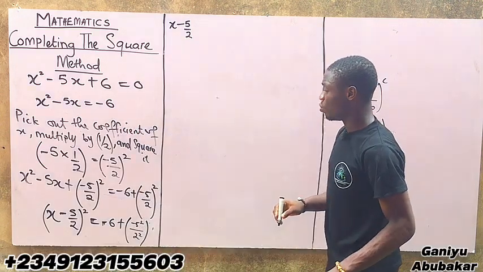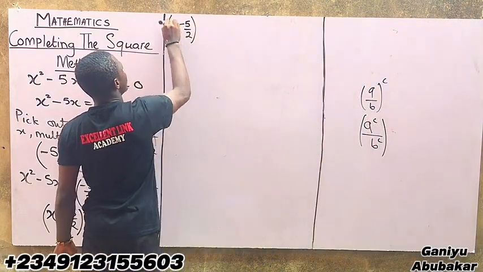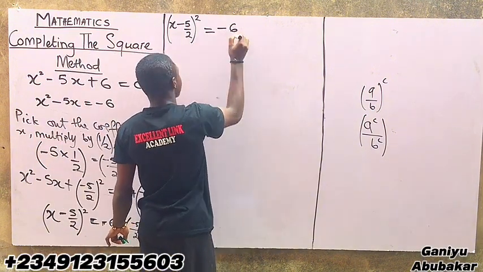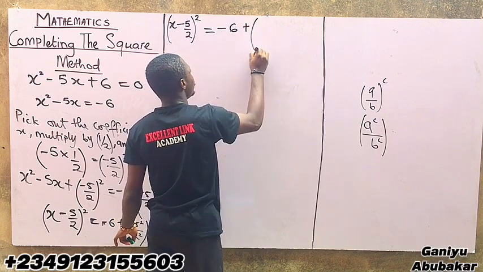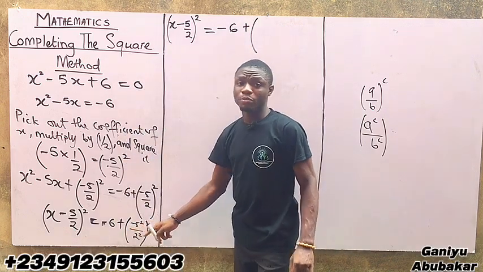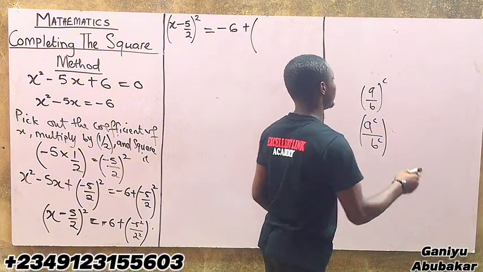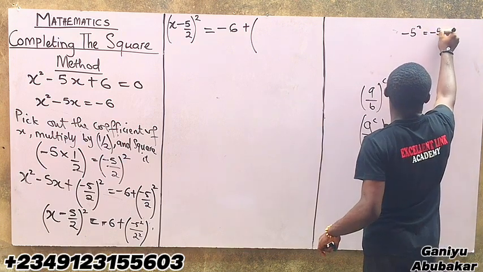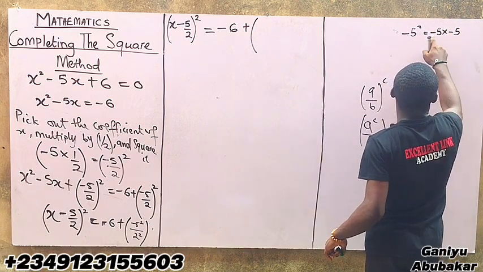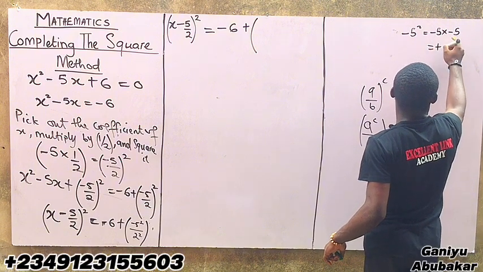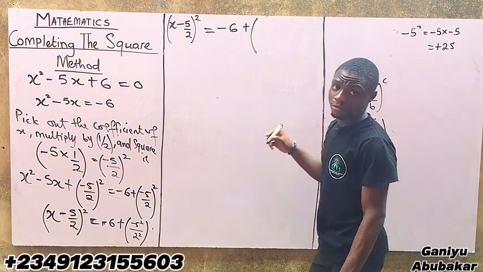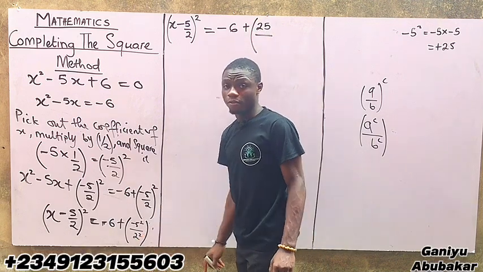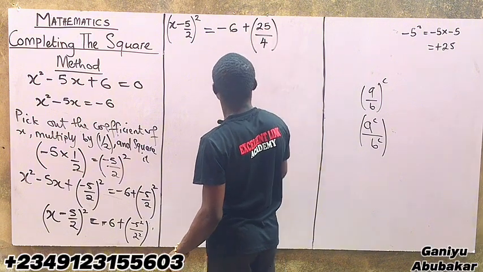I'll have (x minus 5 over 2) all squared to be equal to minus 6 plus, I'm saying plus, minus 5 squared. What does that mean? That's 25, because minus 5 squared means minus 5 in two places. Minus 5 times minus 5 will give plus, and 5 times 5 is 25, giving plus 25. So I have just 25 here, all over 2 squared, which is 4. So I have 4 at this point here.